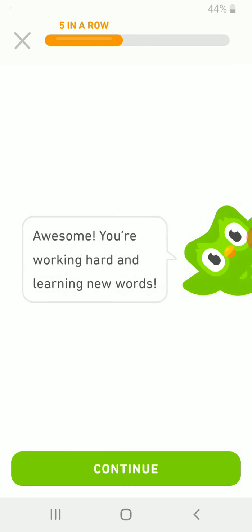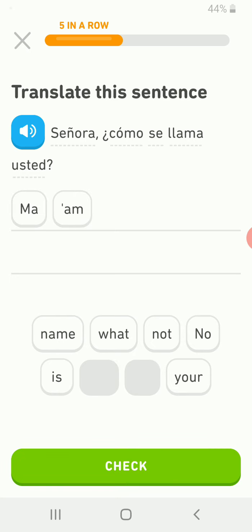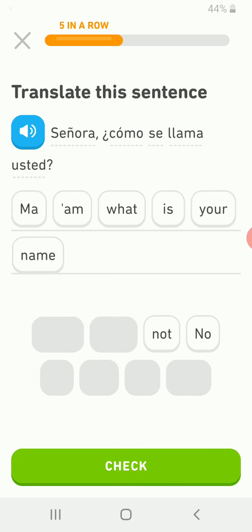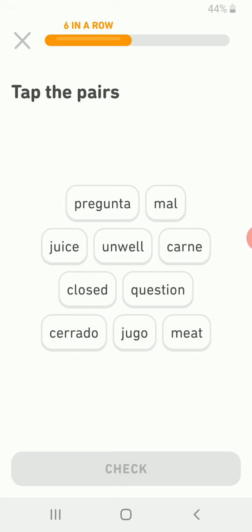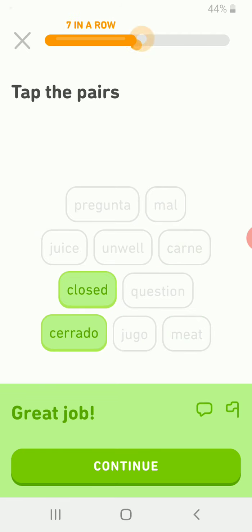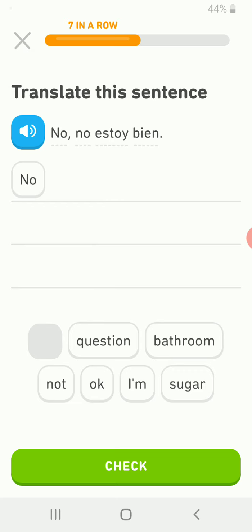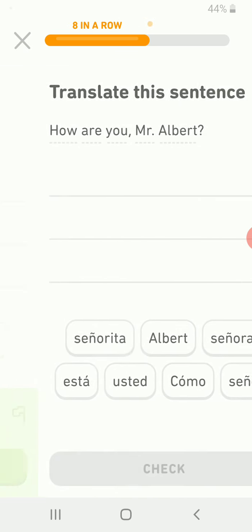Grandmother is abuela. Hermana. Very easy. Señora, ¿cómo se llama usted? Ma'am, what is your name? ¿Cómo se llama usted? Sorry. Pregunta is a question. Mal is unwell. Juice is jugo. Carne is meat. And close is cerrado. No estoy bien. No, it's no estoy muy bien. I'm not fine, I'm not okay.